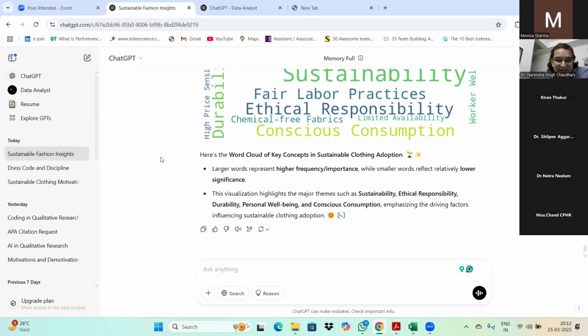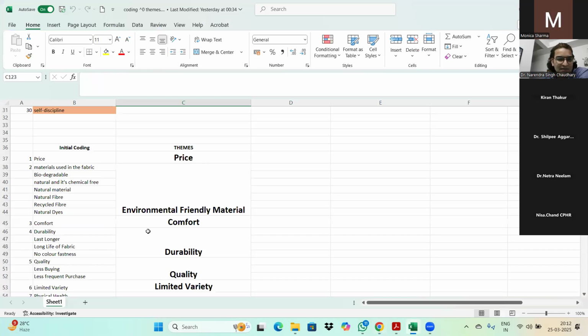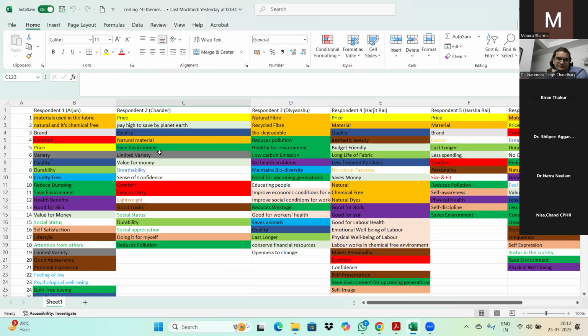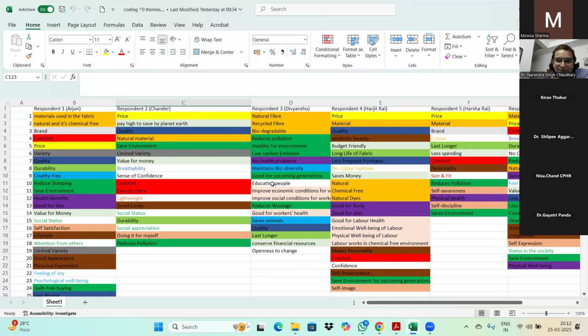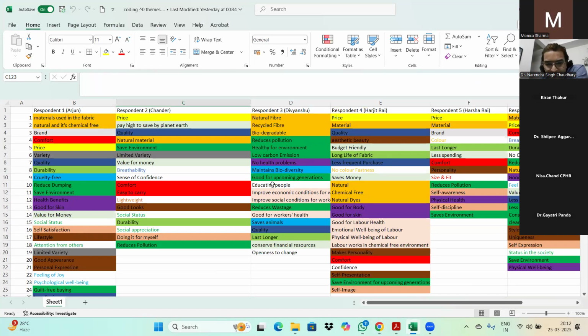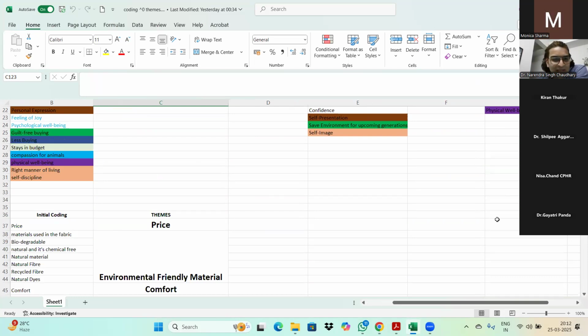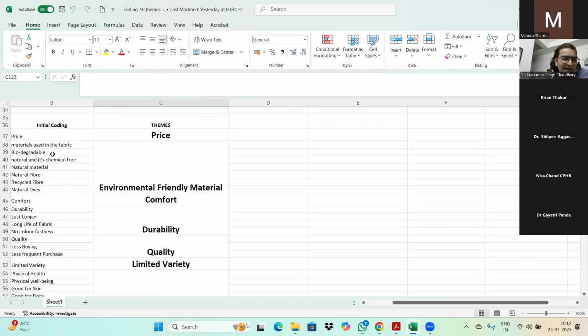Now, let me show what we initially coded manually for the same research. Can you see my screen right now? Yes, sir. This is what we have done. Respondent 1, 2, 3. Sir, you have done similar keywords manually? Yes. This is a similar transcript which I'm showing, respondent 7. And this is my initial coding that I have done.